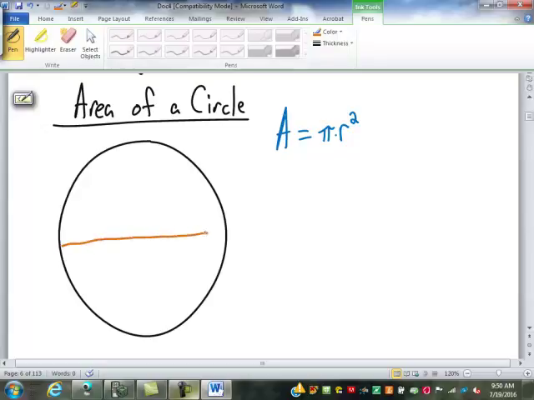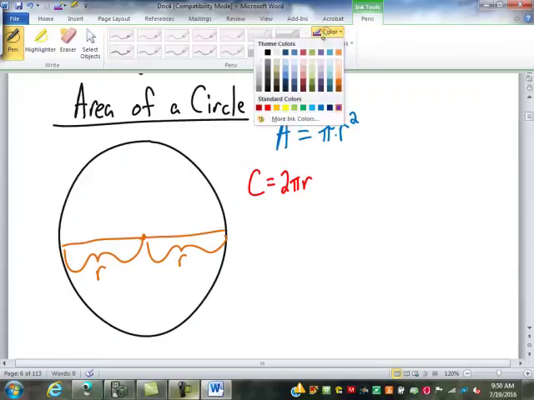I'm going to take my circle and draw in a diameter here. It's got a radius of r, right? So that makes the diameter 2r. What's the circumference of this circle? Well, I'm going to do 2 times pi times the radius, instead of the diameter times pi. So now with that definition of the circumference, that's the whole way around here.